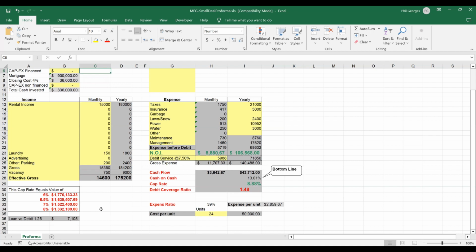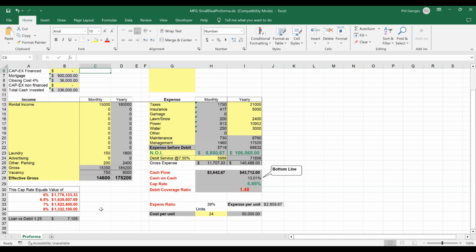And then you'll look at the loan versus debt at 1.25. That's your debt coverage ratio. It should always be 1.25 or higher, so it will automatically calculate that for you.